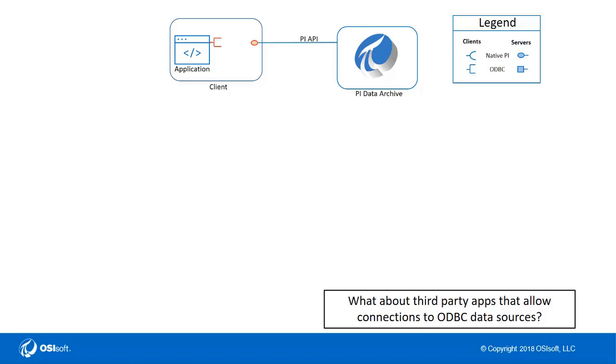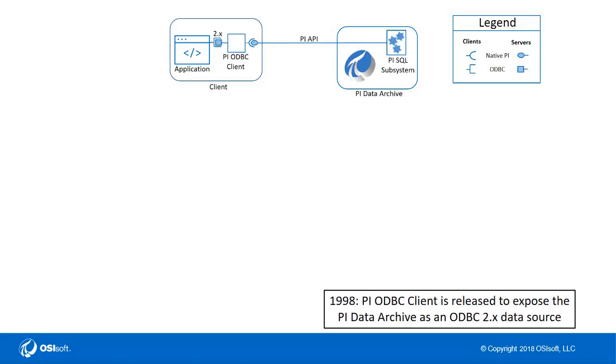So, in 1998, OSIsoft released the PyODBC client to expose the PyData archive as an ODBC data source. This used the 2.x ODBC API, hence the 2.x above the little box.